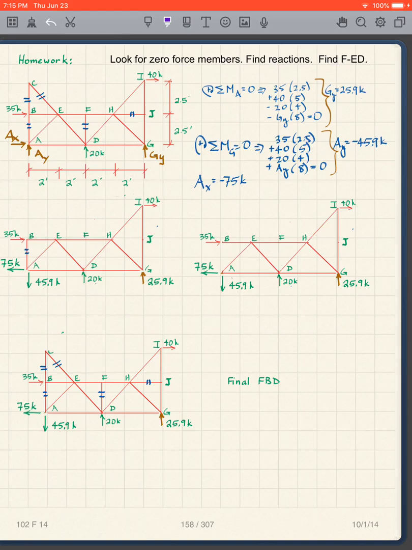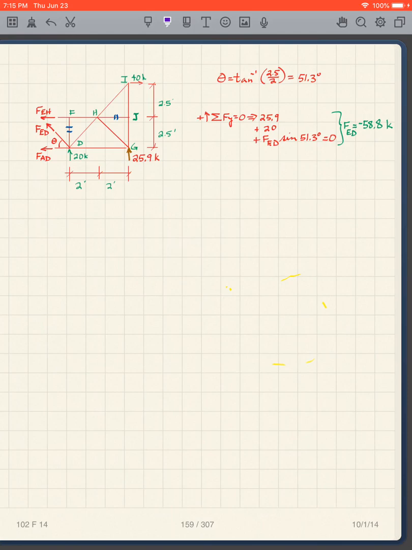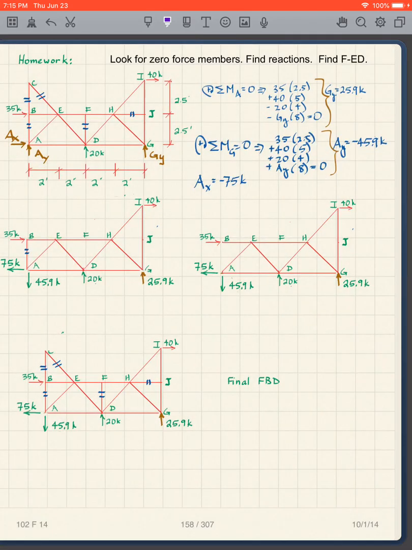And now the last thing we need to do is get FED. So I make this cut, I guess I didn't show it here. I need to make a cut that will free up ED. And then once I do that, I notice that this is horizontal, this is horizontal. So if I take the sum of the forces in the y direction, I'm going to very quickly get FED.